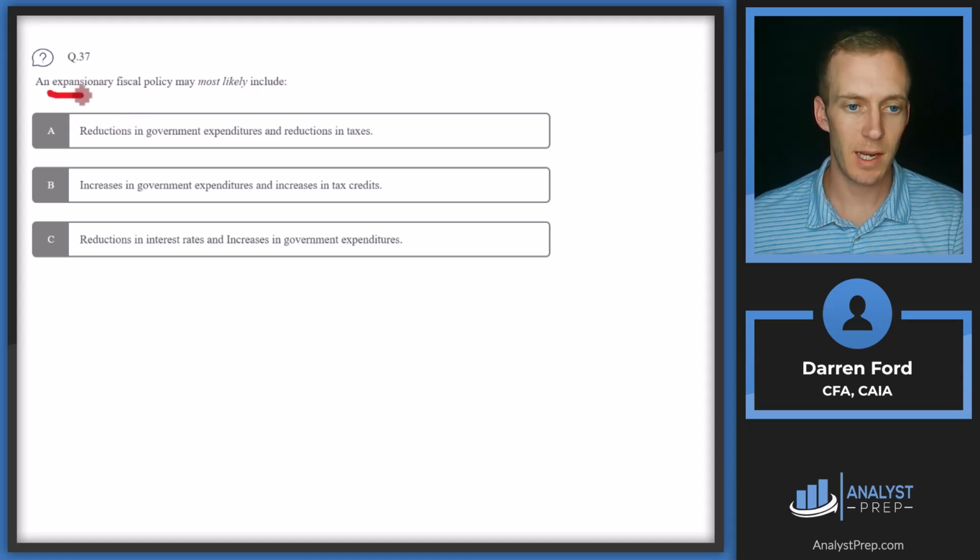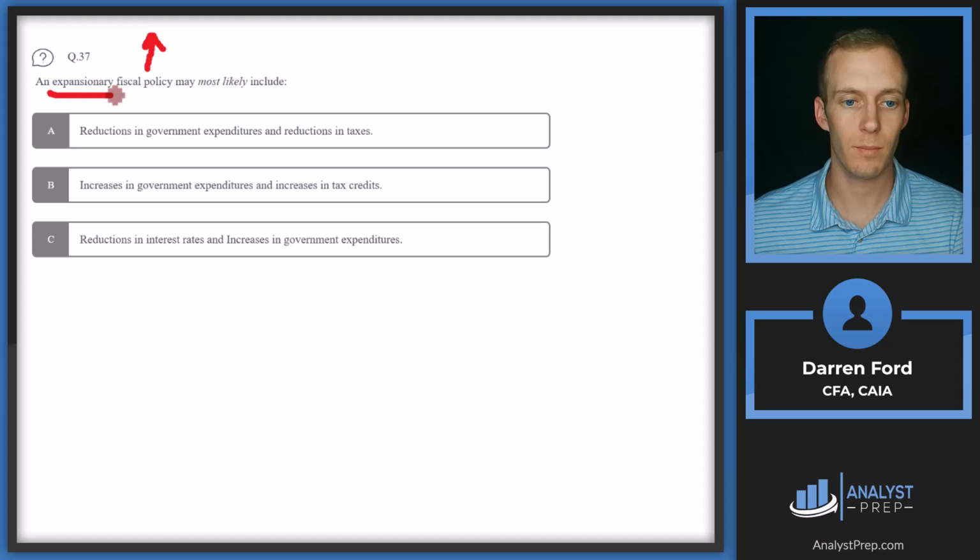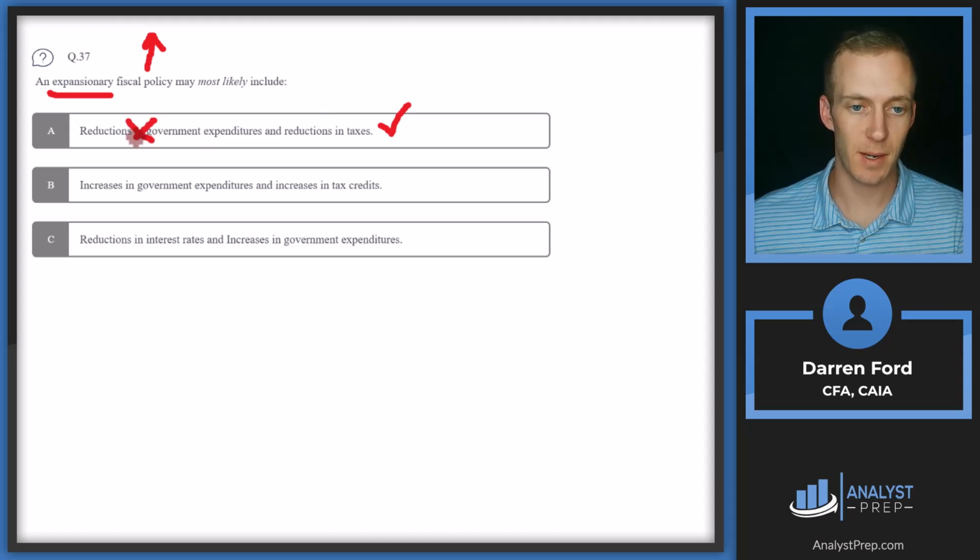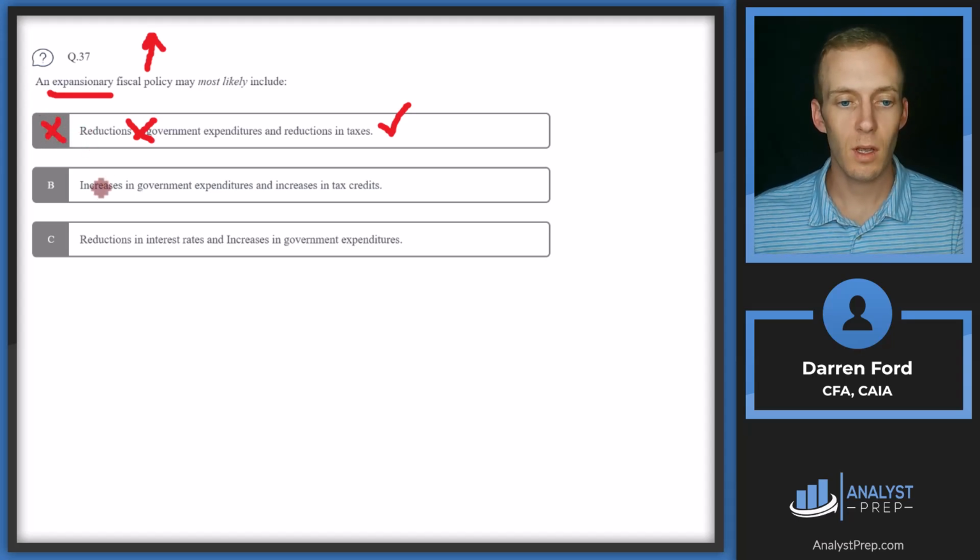Question 37. An expansionary fiscal policy may most likely include. So expansionary meaning fiscally, the government is trying to do stuff to increase economic activity and growth. A, reductions in government spending and reductions in taxes. So reductions in taxes is good. That means that people would have more money to spend, essentially, so that should spur more growth. But reducing government spending is going to not lead to expansionary fiscal policy. So we can rule out A for that reason.